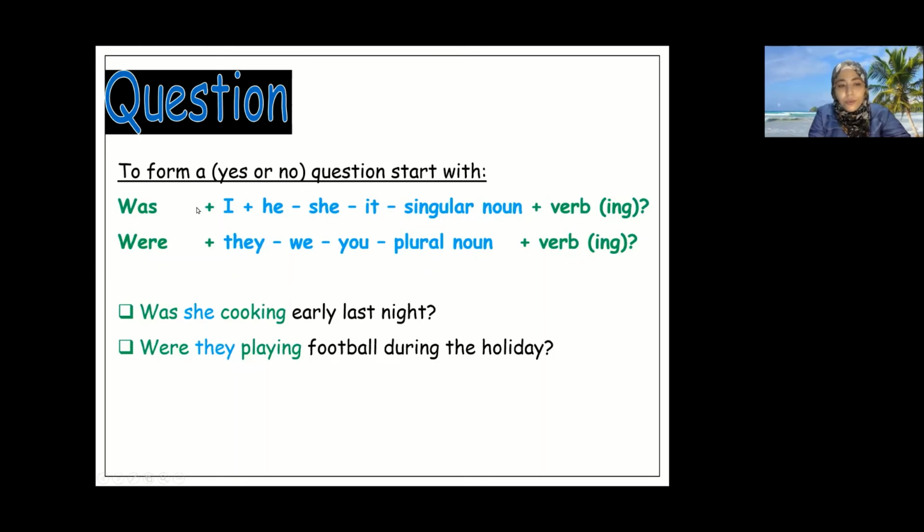What about the other one? If we have they, we, you, or a plural noun, we use were plus they, we, you, or plural noun plus verb plus ing. For example, was she cooking early last night? Were they playing football during the holiday?